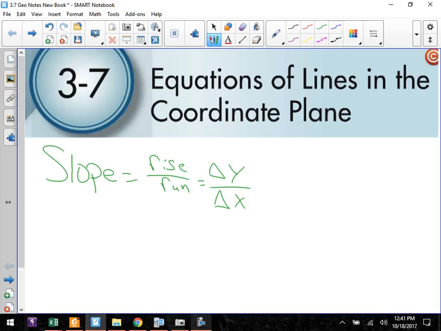Now, what letter do we use for slopes? Remember slope? Like Joe was just saying a second ago, y equals mx plus b, where m was your slope intercept form, that whole thing. Now, do you guys know why they use the letter m?